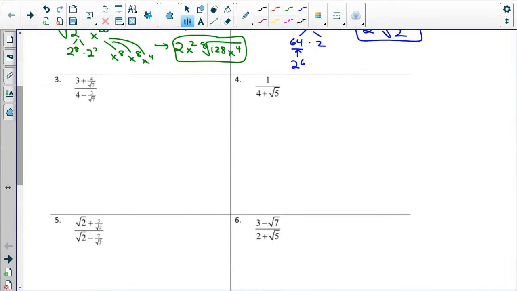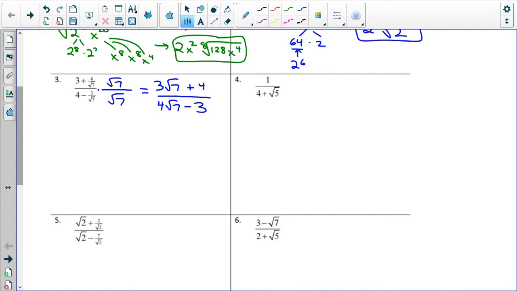Problem 3. If I have complex fractions with a radical in there, I need to try and make this as simple as possible. So what I probably want to do, just like last chapter, is multiply through by the common denominator. So I'm going to multiply by the fancy form of 1, root 7 over root 7. So 3 times root 7 is 3 root 7. 4 over root 7 times root 7 is 4. In the bottom, the denominator, it ends up being 4 root 7 minus 3.